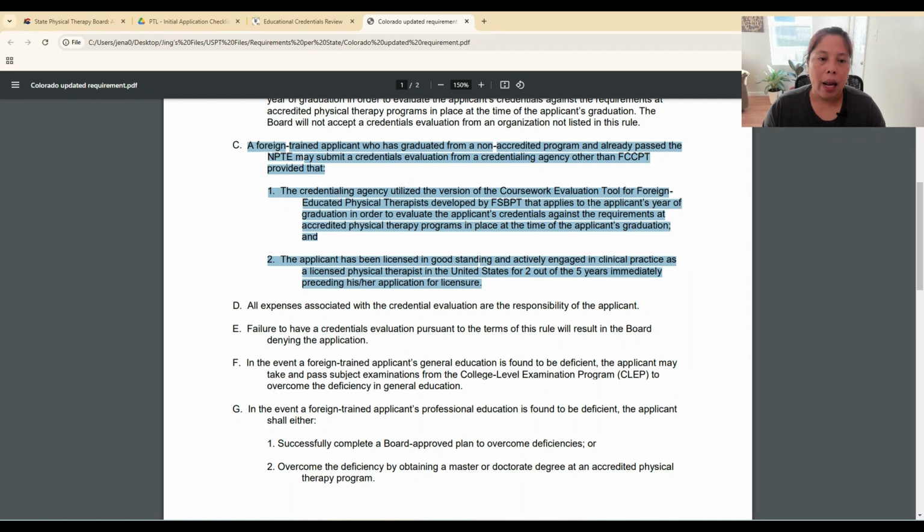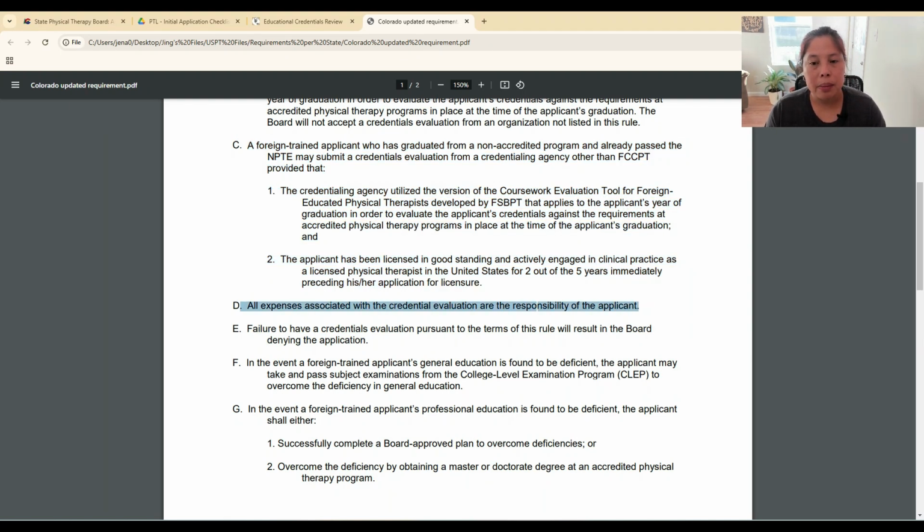Okay? So all expenses associated with credential evaluation are the responsibility of the applicant. Failure to have the credential evaluation pursuant to the terms of this rule will result in the board denying the application. In the event the foreign trained applicant's general education is found to be deficient, the applicant may take and pass subject examinations from CLEP, or College Level Examination Program, to overcome the deficiency in general education.